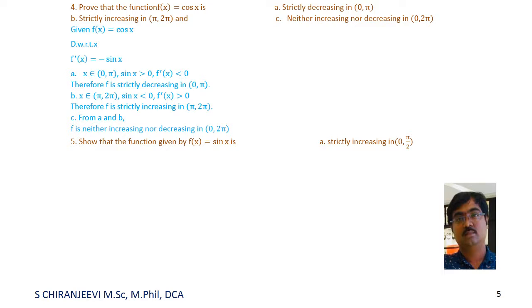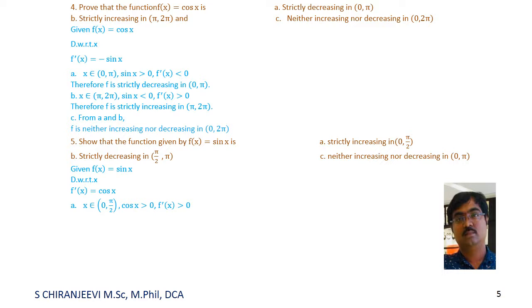Next, fifth problem. Show that the function given by f of x equal to sin x is, first one strictly increasing in 0 comma pi by 2, second one strictly decreasing in pi by 2 comma pi, third one neither increasing nor decreasing in 0 comma pi. So here given f of x equal to sin x, differentiating with respect to x, f dash x equal to cos x. So now we go for first one. x belongs to 0 comma pi by 2. In 0 comma pi by 2, first quadrant, all are positive. So cos x is greater than 0. So f dash of x is greater than 0. Therefore f is strictly increasing in 0 comma pi by 2.